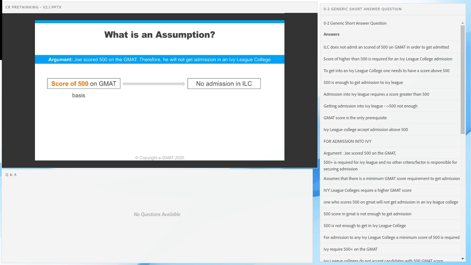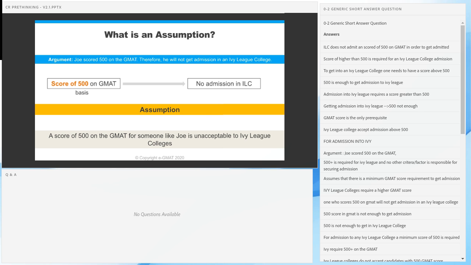So essentially, when you think about the structure of this argument, the author presents a data point where someone scored 500 on the GMAT, and based on this data point, the author makes a claim. And essentially, what's the claim? And while making that claim, the author makes an assumption that a score of 500 on the GMAT for someone like Joe, and that's important, is unacceptable to Ivy League colleges. And that someone like Joe is really important because in the conclusion, the author says he will not get admission into an Ivy League college. The author is not saying that the Prince of Saudi Arabia will not get admission in an Ivy League college.